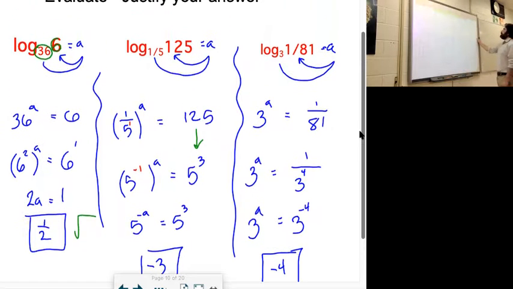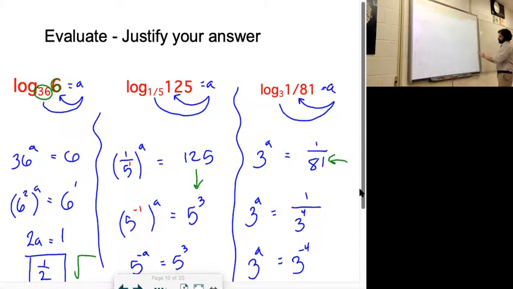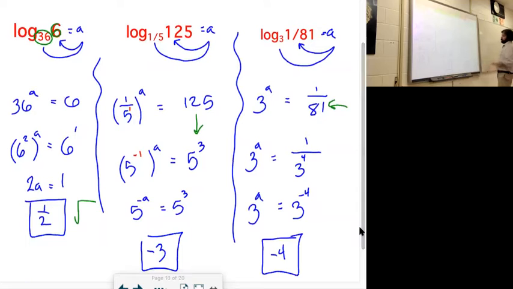And then lastly here, log base 3 of 1/81. It's going to translate into the exponential format as 3 to some unknown exponent equals 1/81. So on the right-hand side, I have to take this 81 and write it in base 3, which is 3 to the 4th. But I don't want to use a fraction, so I'm going to rewrite it with a negative exponent here. And then my exponents must be equivalent to each other now that the bases are the same. Therefore, the exponent must be -4.